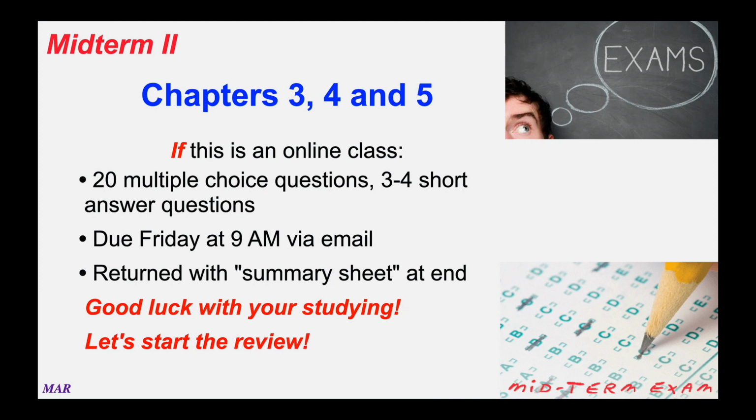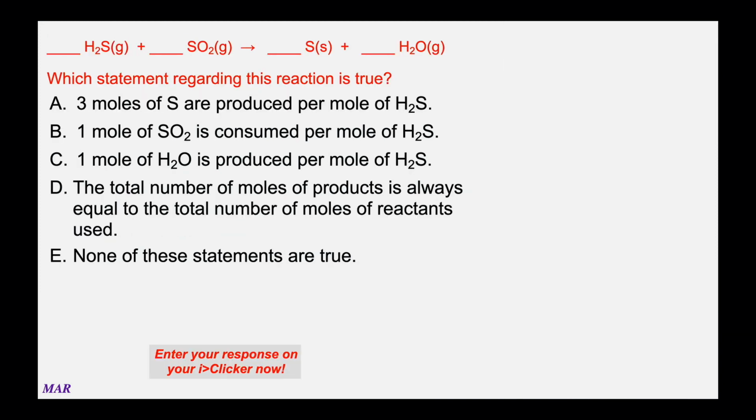This question is a question on balancing reactions. And you can see up there's a reaction between H2S and SO2 to make sulfur by itself. That's elemental sulfur plus water. And it says, what statement regarding this reaction is true? And there are 5 possible answers there. In this question, you will definitely want to balance the chemical reaction to answer it. So do that part first, and then see if you can interpret that to get to the right answer.